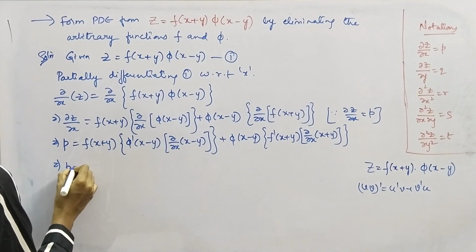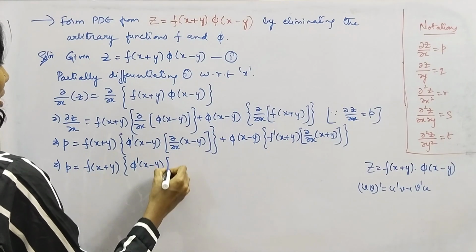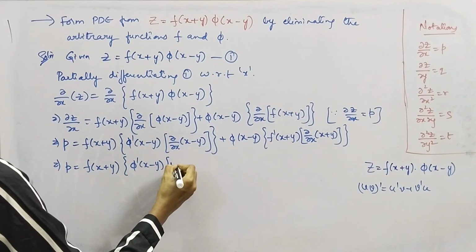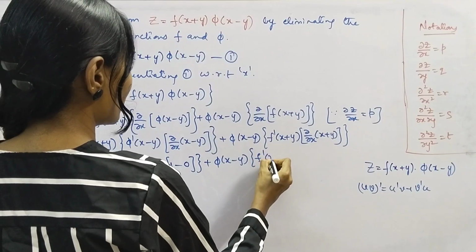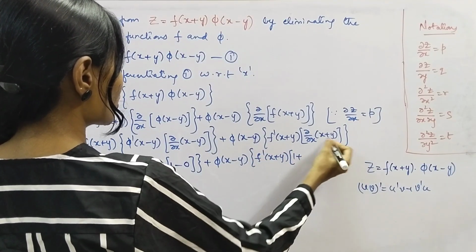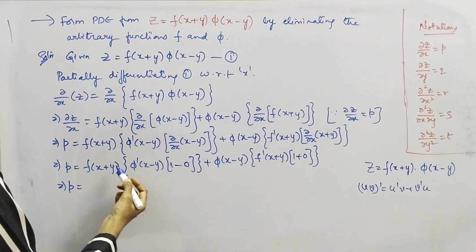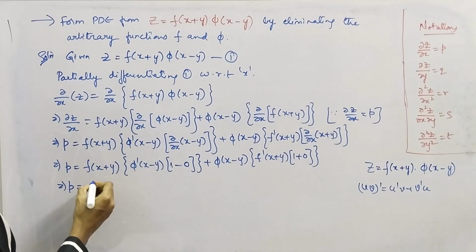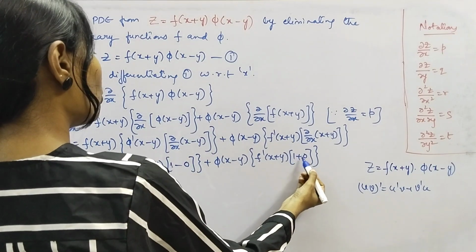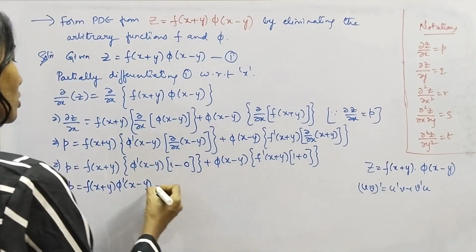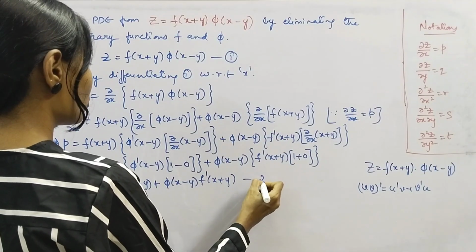Right? This gives us p equal to f of x plus y into phi dash of x minus y into the partial derivative of x with respect to x, which is 1, minus the partial derivative of y with respect to x, which is 0, plus phi of x minus y into f dash of x plus y into the partial derivative of x with respect to x, which is 1, plus the partial derivative of y with respect to x, which is 0. Right. This gives us p equal to 1 minus 0, 1 into phi dash into f is f phi dash, that is f of x plus y into phi dash of x minus y, plus 1 plus 0, 1 into f dash into phi is phi f dash, that is phi of x minus y into f dash of x plus y. Consider this as equation number 2.